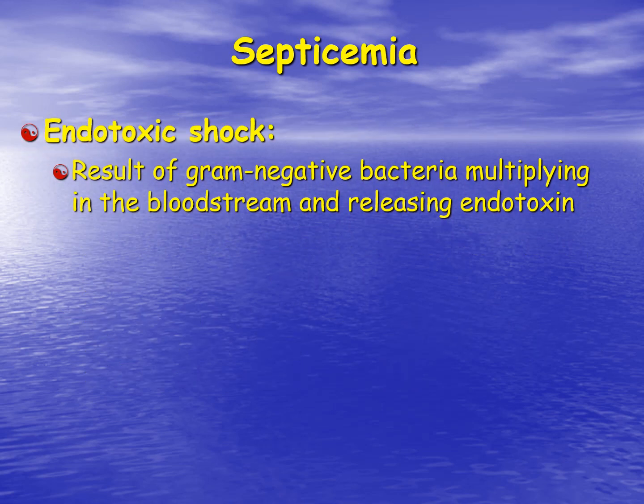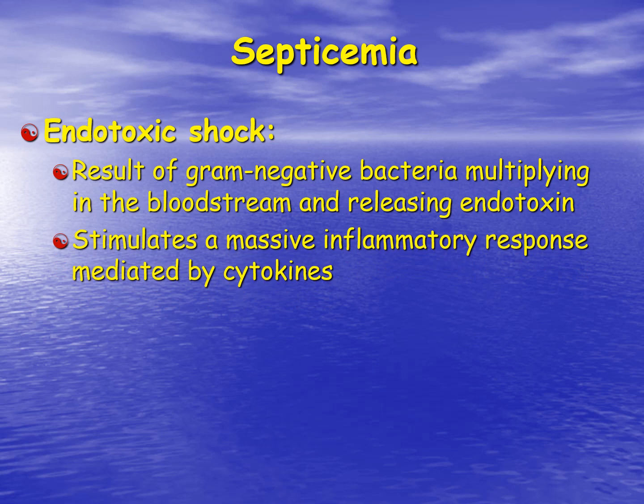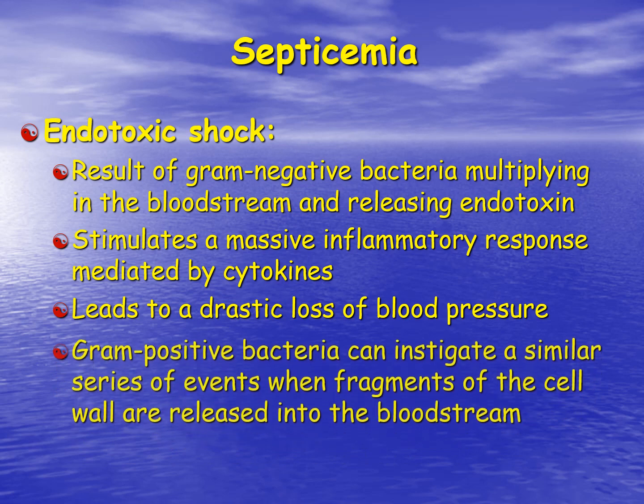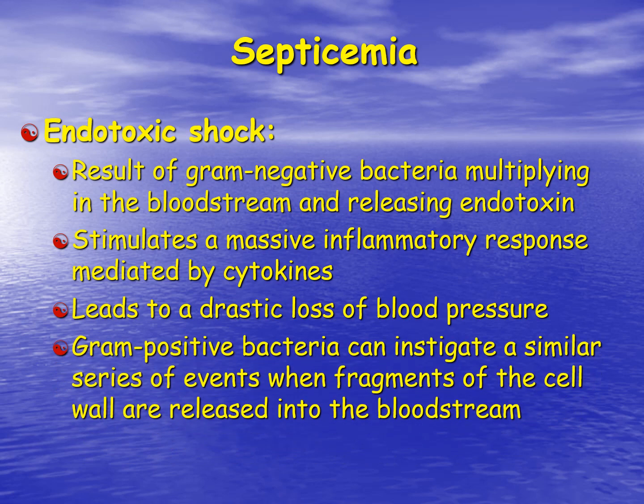Endotoxic shock is the result of a gram-negative bacteria septicemia. This is actually multiplying in the bloodstream and releasing huge amounts of endotoxins. This stimulates a massive inflammatory response mediated by cytokines. Septicemia can lead to drastic loss of blood pressure, sometimes to the point of death. Gram-positive bacteria can instigate a similar series of events where fragments of the cell wall are released into the bloodstream, but most of the time endotoxic shock is caused by gram-negative bacteria.